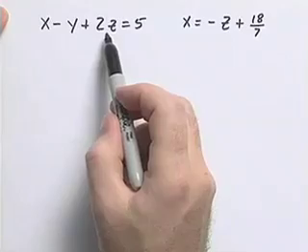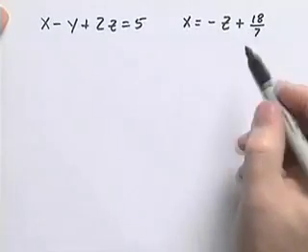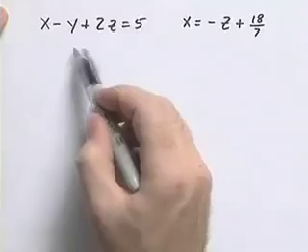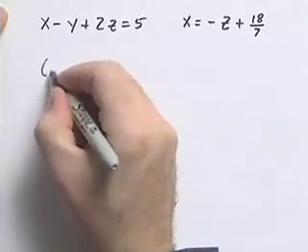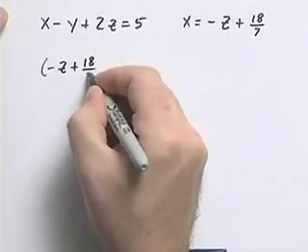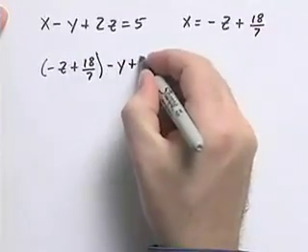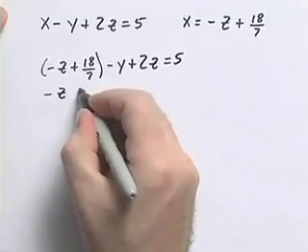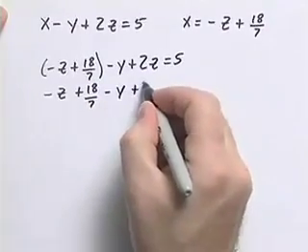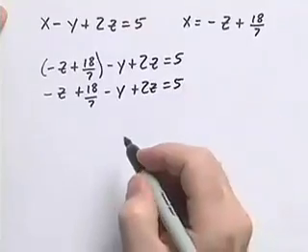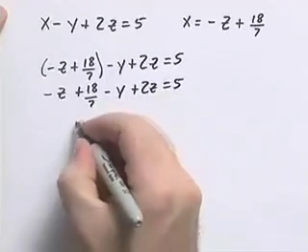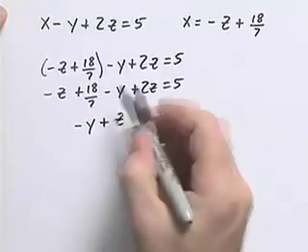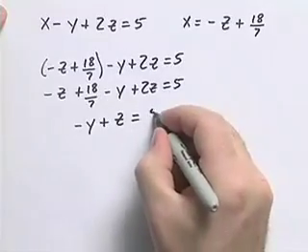Here we've rewritten our first equation, and here we have x solved in terms of z. So we're going to take our definition for x, plug that into our first equation, and then solve this equation for y to get it in terms of z. So here we would have negative z plus 18 sevenths, that's what x is, minus y plus 2z equals 5. We can use our grouping symbols, negative z plus 18 sevenths minus y plus 2z equals 5. We can collect like terms here and bring this 18 sevenths to the other side. So we'll have negative y, negative z plus 2z is plus z, equals 5 minus 18 sevenths.